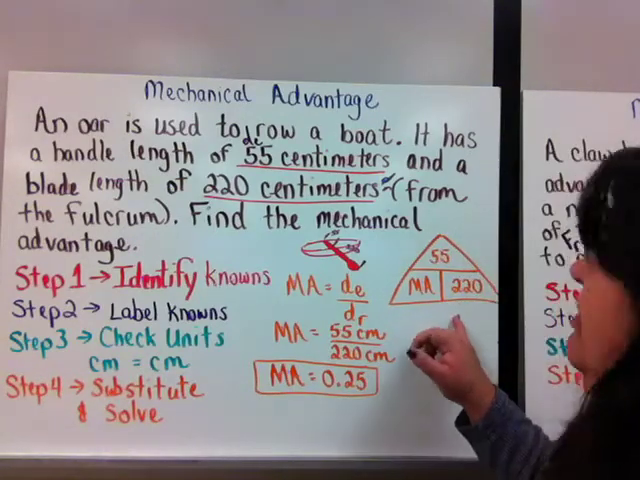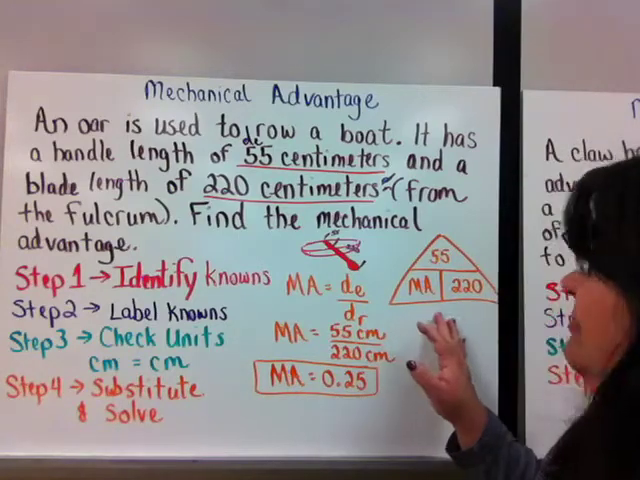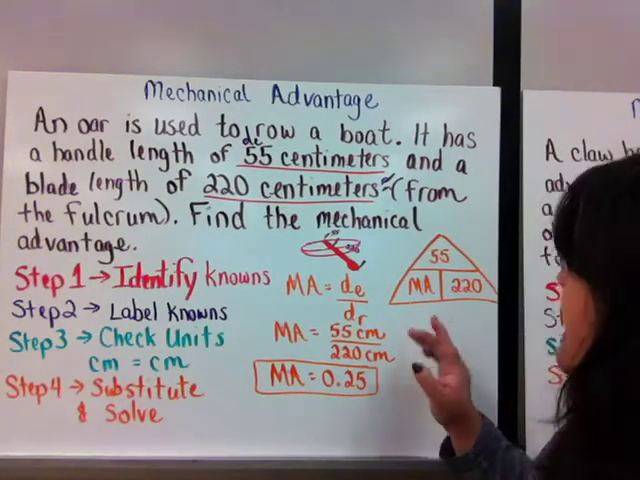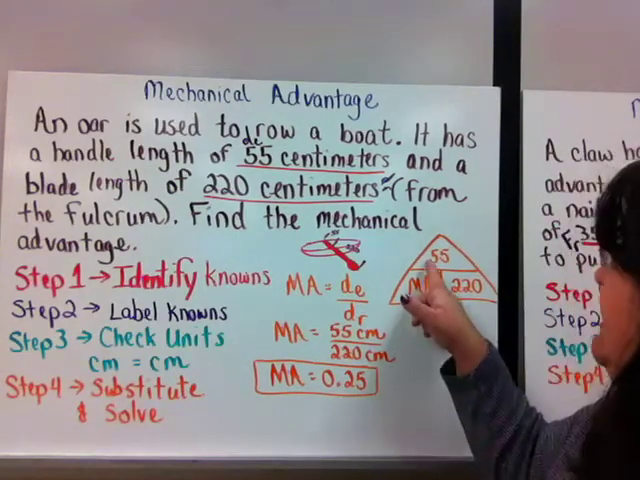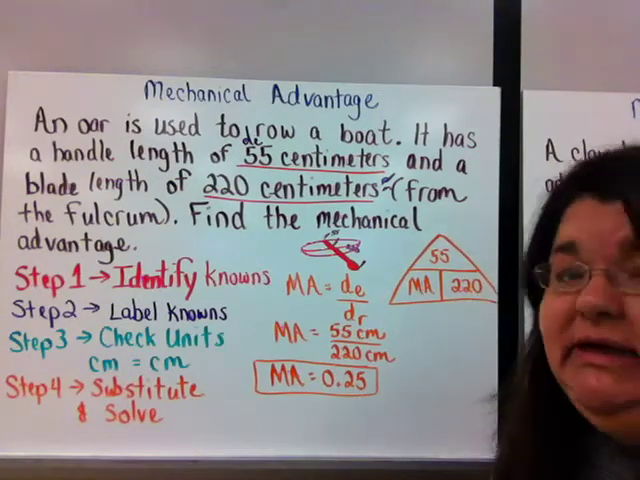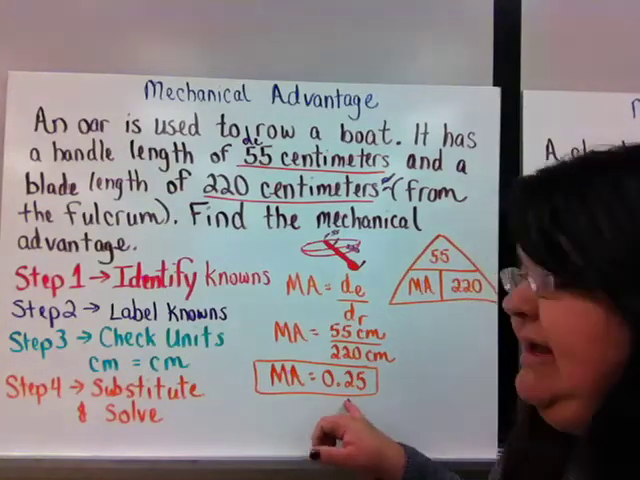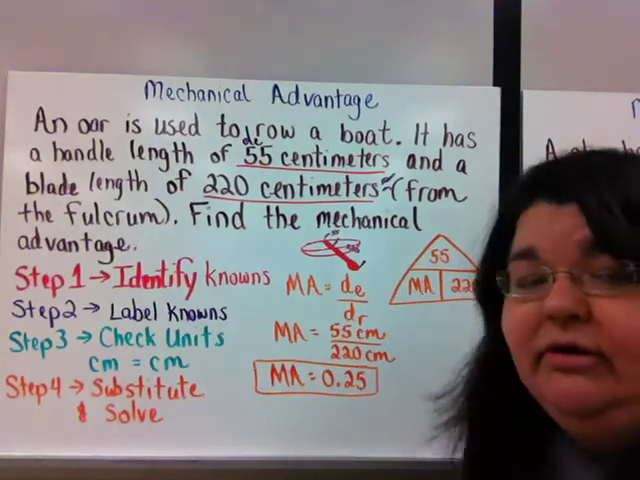Okay? Remember, for those of you that struggle with the rearranging of the formulas, that you may also use the triangle. So I put the 55 at the top for the DE and the 220 at the bottom for the DR. When I divide those out, I will get to the same answer as I did here. Okay?